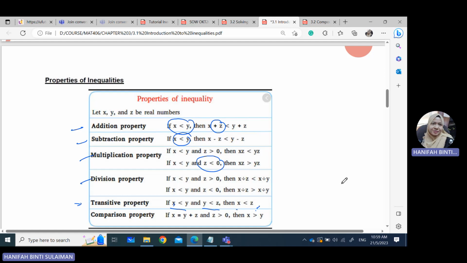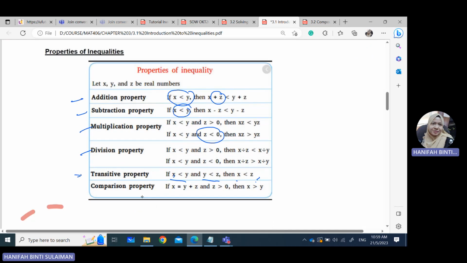So next we have a comparison property. So if X equals to Y plus Z, and Z is greater than 0, then X is greater than Y. Okay, so nilai X bergantung kepada Y dan juga Z. So if Z greater than 0, lebih besar daripada kosong, maknanya positive number, positive real number. So X akan bertambah besar lah sebab Y ni kita tambahkan dengan Z. Dan nilai Z sentiasa besar. Jadi X lebih besar daripada Y.